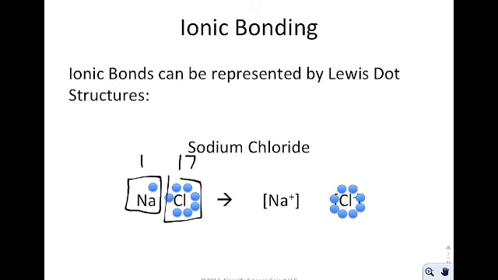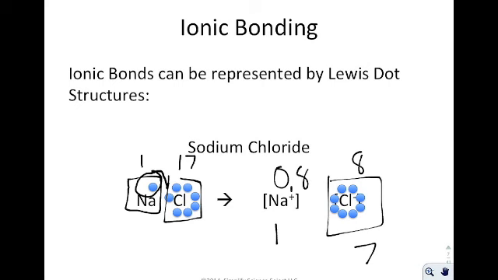When the compound sodium chloride is formed, though, the electron is actually removed from the sodium and it goes to the chlorine. So now chlorine has 8 valence electrons where before it had 7, and sodium, depending on how you look at it, either has 0 valence electrons where it once had 1, or you can think of it as having 8 valence electrons. And people say, well, what's the difference between the two?